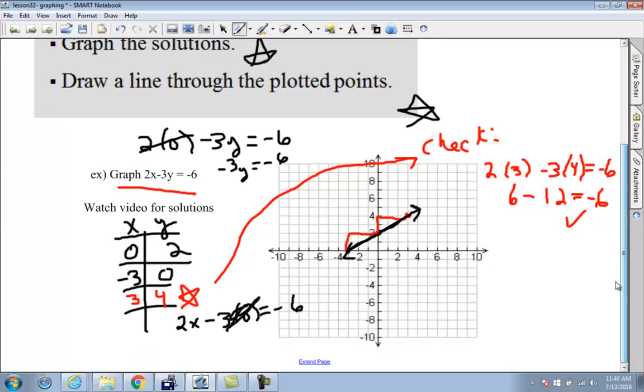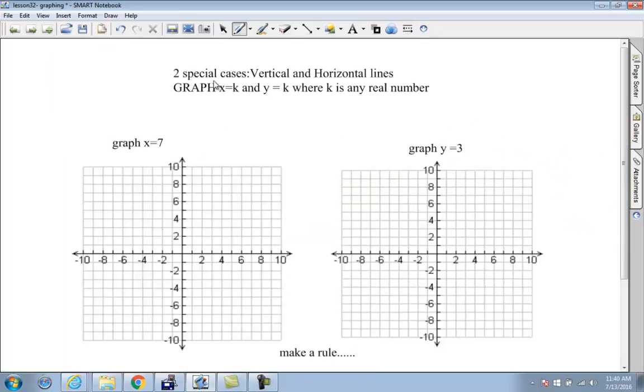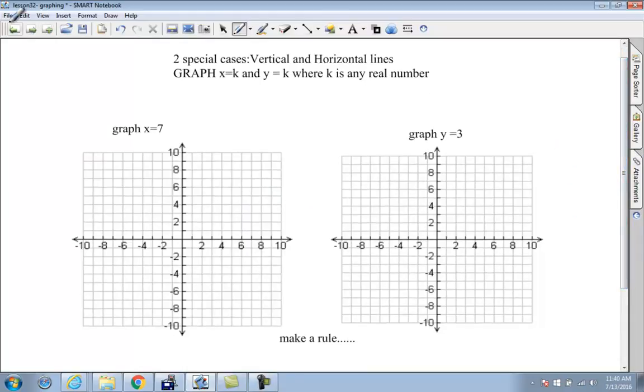All right, let's see if we have another slide. Yep, two special cases, vertical and horizontal lines. Graph x equals a constant and y equals a constant, where k is any real number. Well, I want to help you through this. Let's think about this logically. When you see x equals 7, you might be thinking, well, where's the other variable? I only see one variable here. That's right. And it says x is 7.